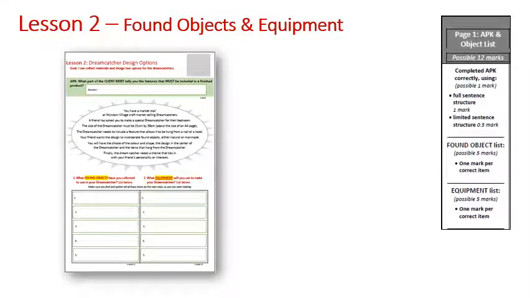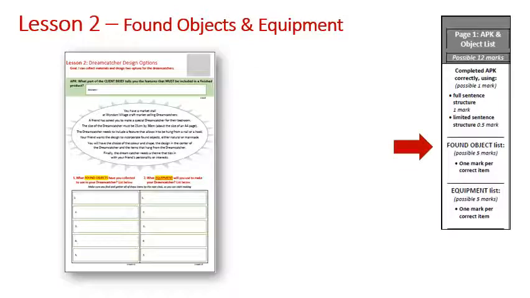Okay, so once you fill in this first page, you'll finish the first page, of course, but let's have a look at the rubric. You need to complete the APK question correctly. Now, full sentence structure, in other words, full stops, capital letters, and proper spelling is going to get you a full 1 out of 1 mark.